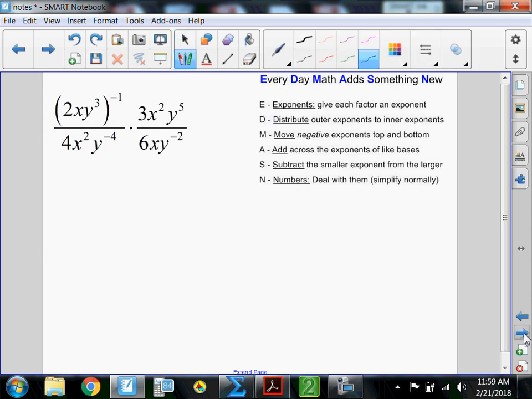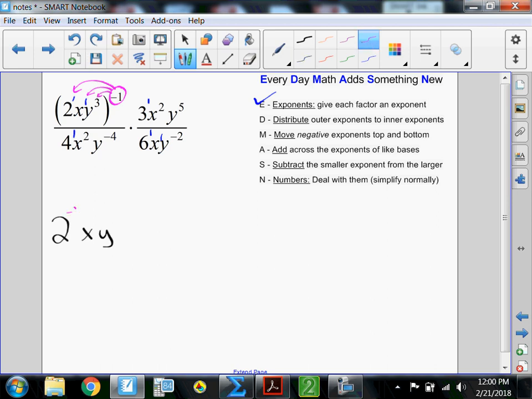So this one will take a little bit of time. Still do every step. Exponents, give every factor an exponent. There's a 1 on the 2, a 1 on the x, a 1 exponent on the 3, a 1 on the 4, a 1 on the 6, a 1 on the x. Done. Distribute outer exponents to inner exponents. The only time that's going to take place is right here. In pink, I have to do -1 times all those things. So if I rewrote this step, I'd have 2x and y.